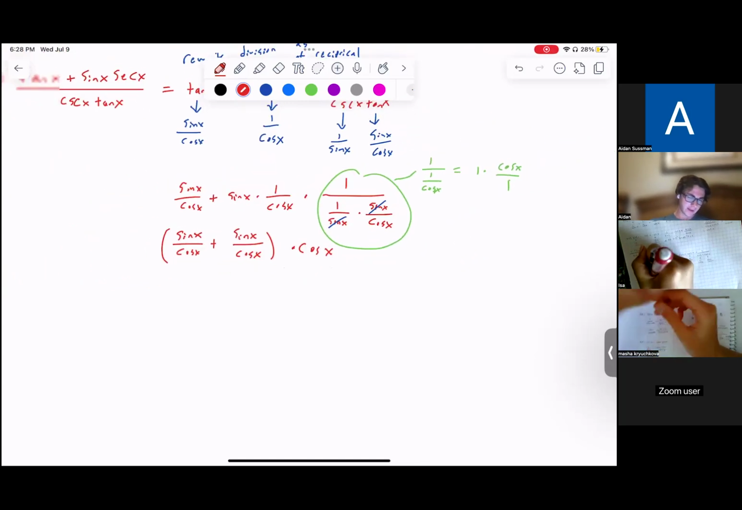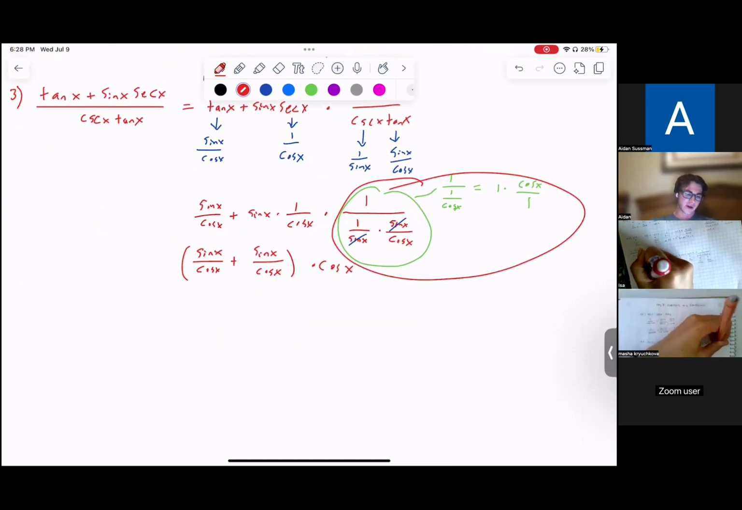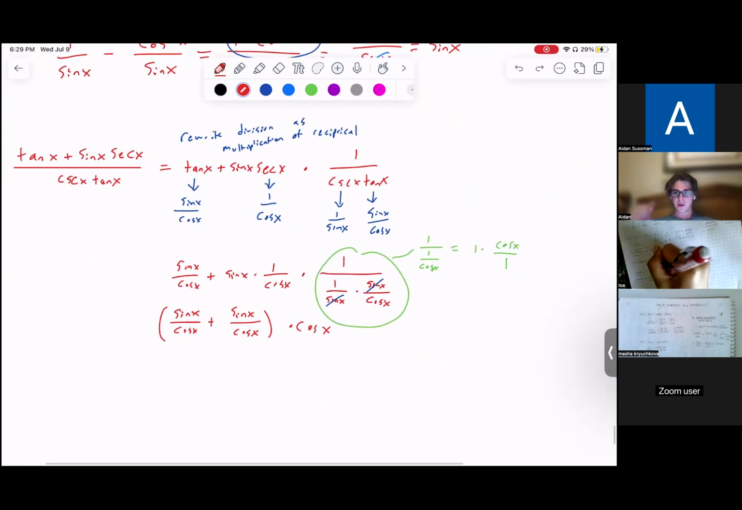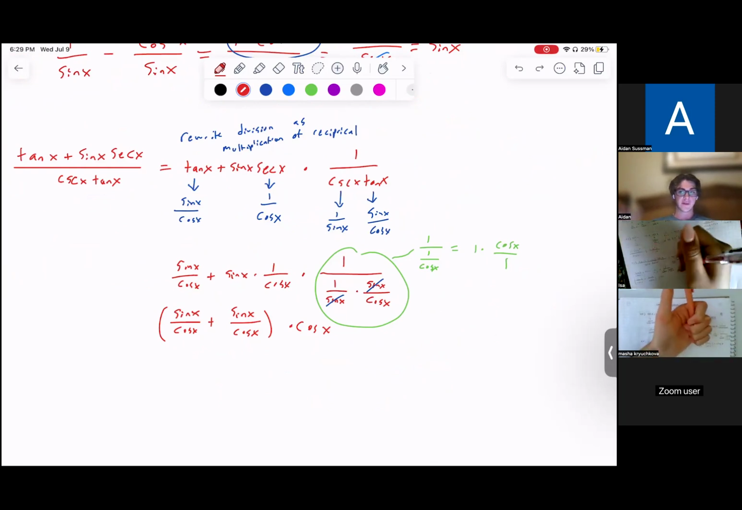Did everyone see that? Did this make sense how I turned that fraction just by using this rule right here, that I can rewrite all division as multiplication of the reciprocal? Can everyone give me a thumbs up if that made sense? If it did not make sense, ask me. I can explain it a little bit better. Helena, did that kind of make sense how that worked? Yeah. Okay.